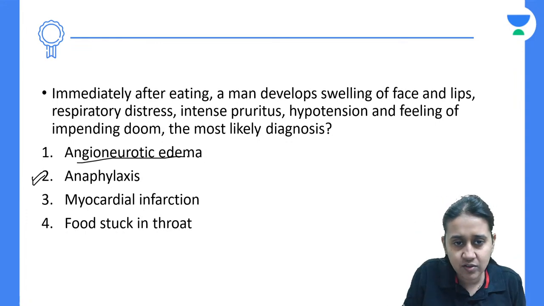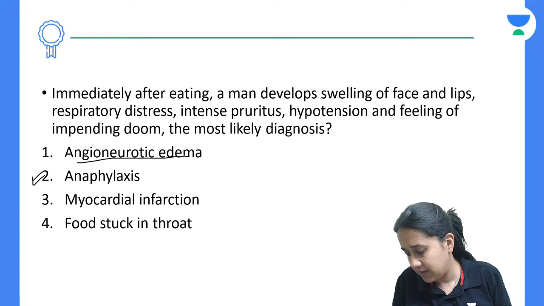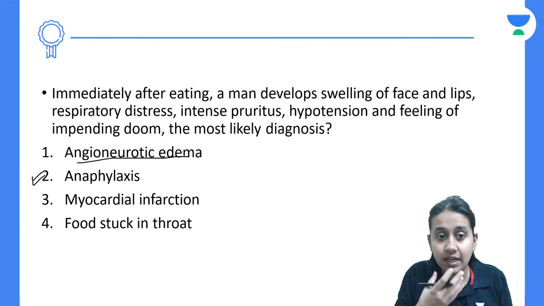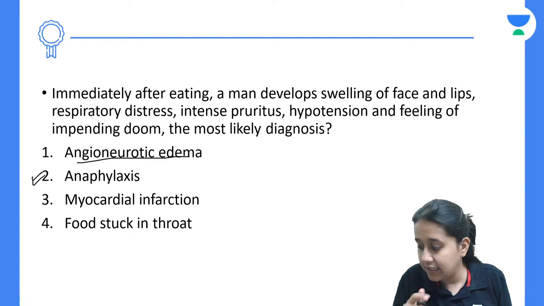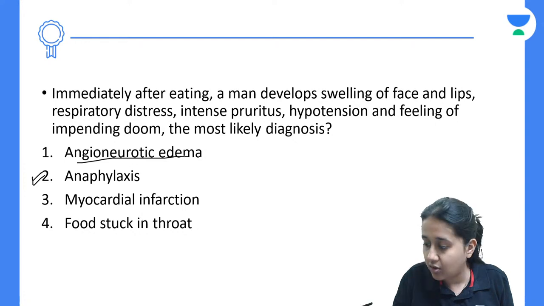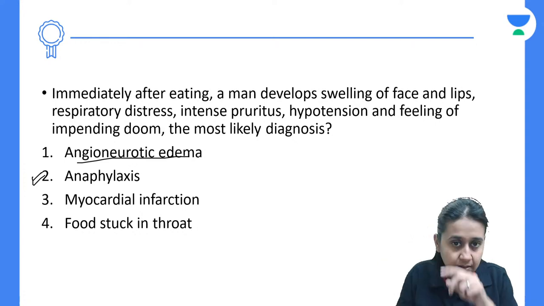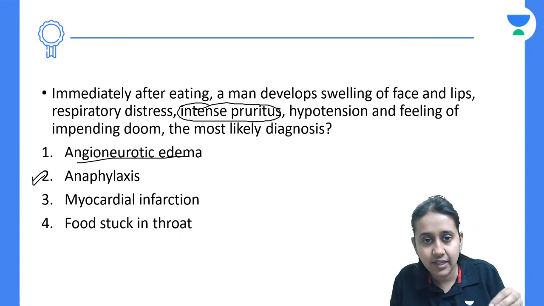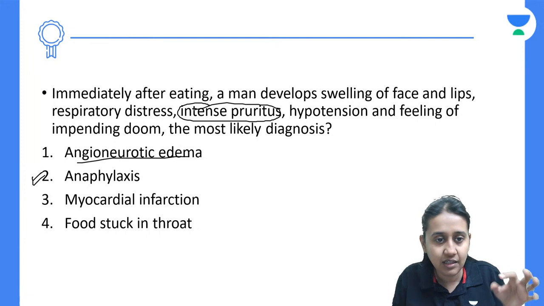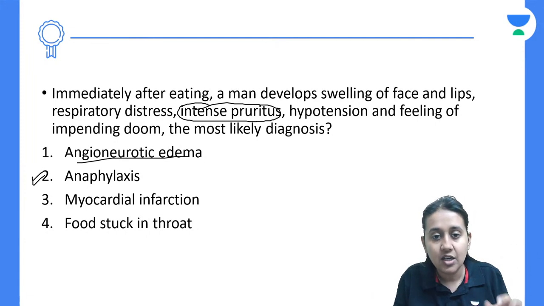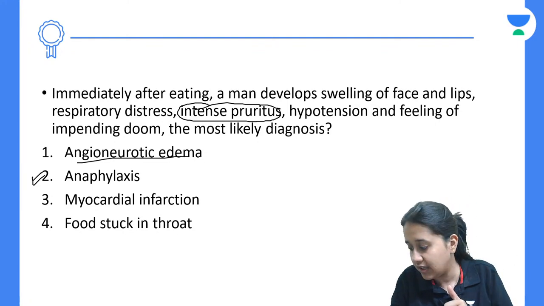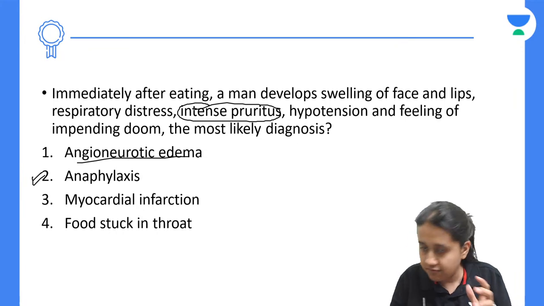Now, can anybody tell me why it is not angioneurotic edema? It could be possible, right? In angioneurotic edema also, there is swelling of the tongue, swelling of the larynx, and because of that, there is respiratory distress. Why this is not angioneurotic edema? The very important or the straightforward point is absence of itching. In angioneurotic edema, itching is missing. But in anaphylaxis, itching is present. So whenever they say that there is intense pruritus, think of anaphylaxis instead of angioneurotic edema. Is that point clear? Very nice.